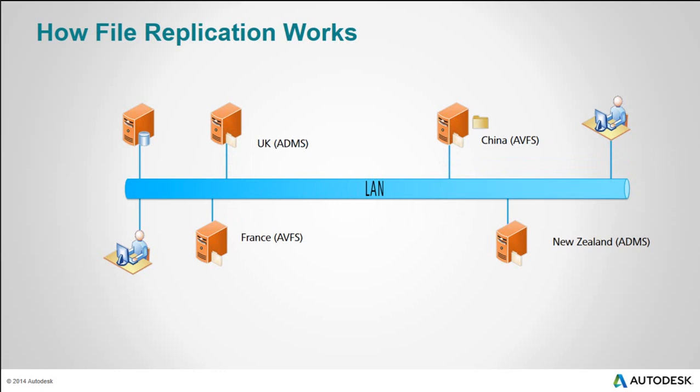The file is then sent as a SOAP packet over the LAN using HTTP to the UK ADMS. Once copied, the UK ADMS then sends a message to the SQL server telling it that it has the file. The database then knows that the file is in two locations now, should another server need it. The file is then sent to the user.